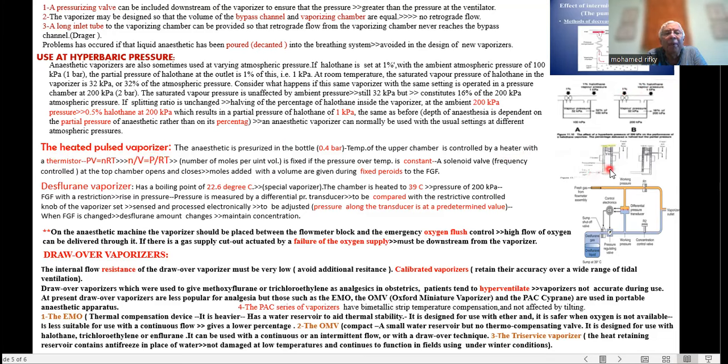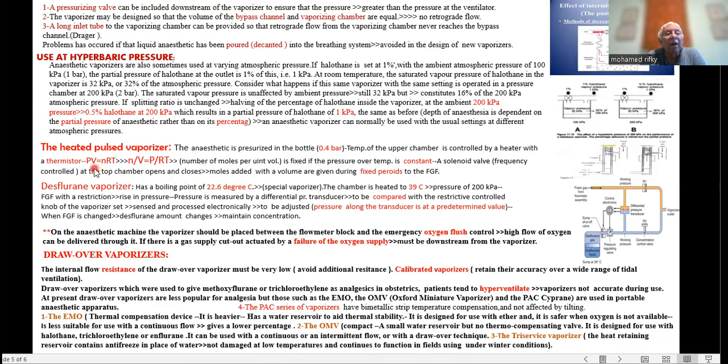which is shown here. It's made of a chamber. Whenever the anesthetic bottle is applied, this anesthetic bottle is under a pressure of 0.4 bar. The upper part of this chamber has a heater and has a solenoid valve. The solenoid valve opens at a frequency accordingly, releasing the anesthetic. This is being joined by the fresh gas flow from another source. So this is what we can say, the direct injection of the inhalation anesthetic to the fresh gas flow.